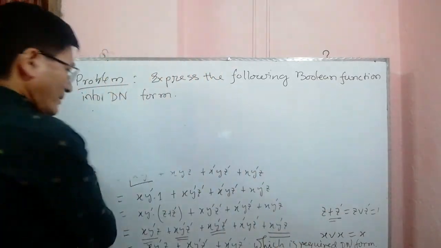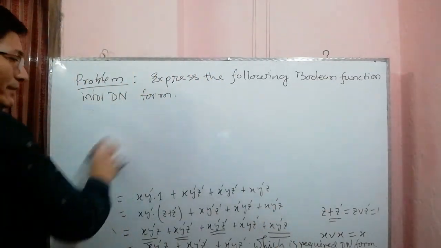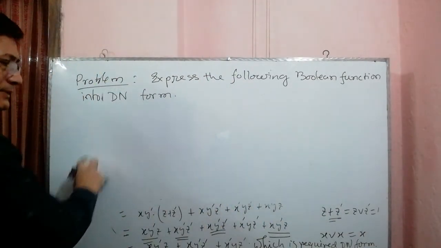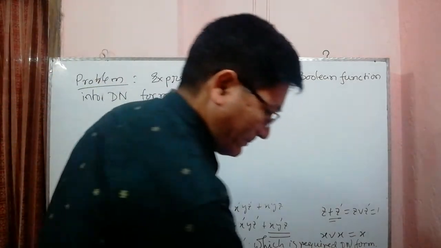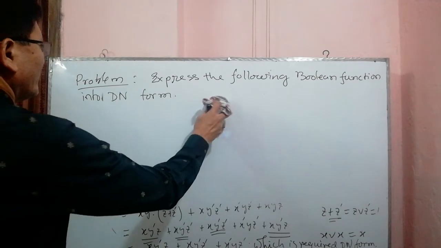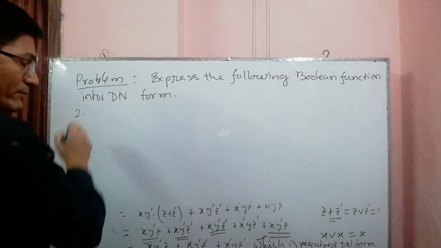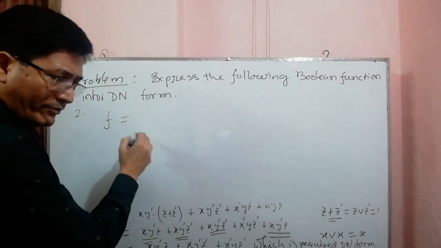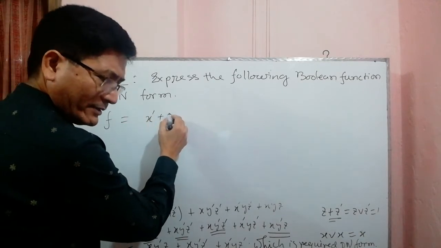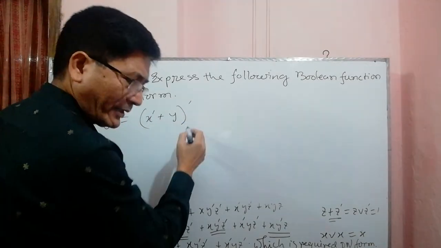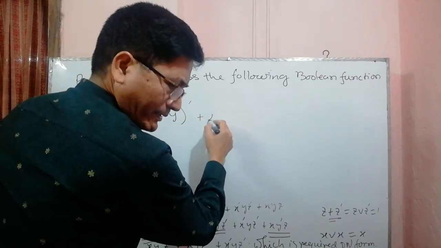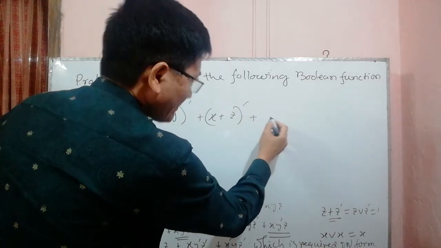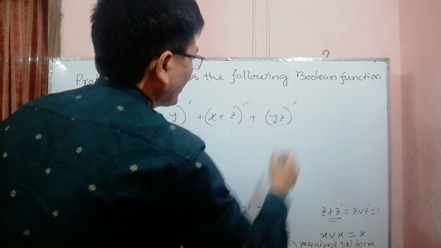I'm giving another example because in every problem there are some differences. Problem 2, a very simple problem, dear students. If (x prime plus y) whole prime plus (x plus z prime plus y z) whole prime.